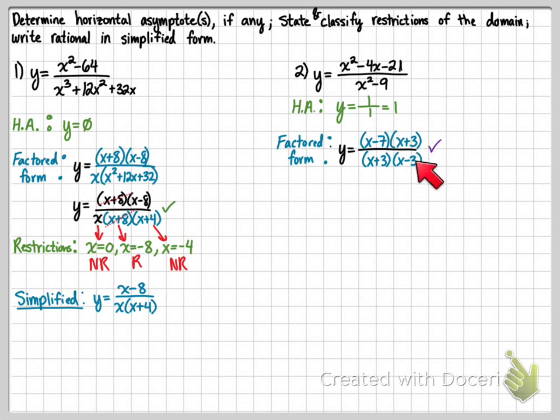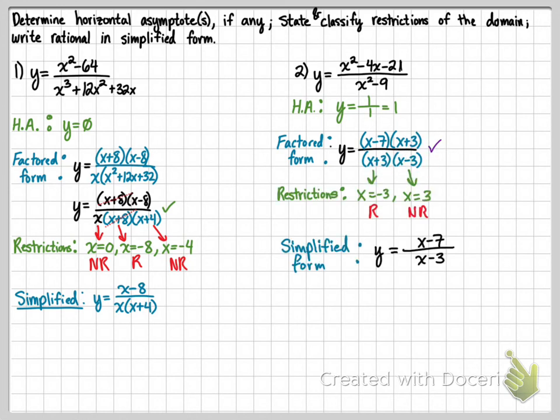Can we cancel anything out? Yes. Actually, let's look for the restrictions, and then we can simplify by canceling out x plus 3, which means that your x equals negative 3 is a removable discontinuity. And here is your simplified form.